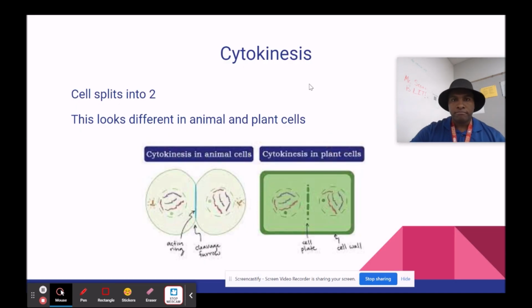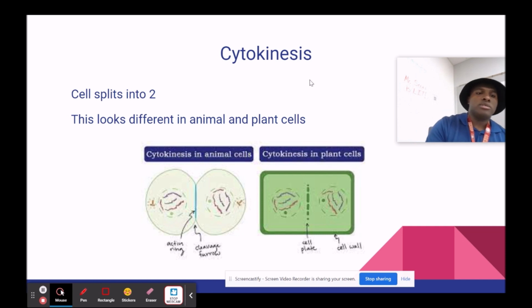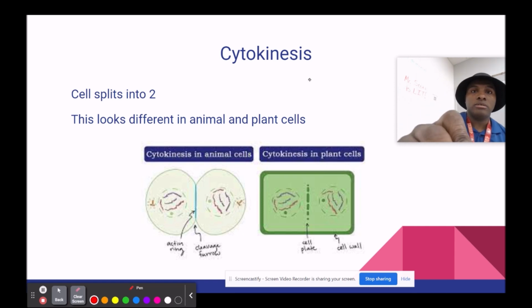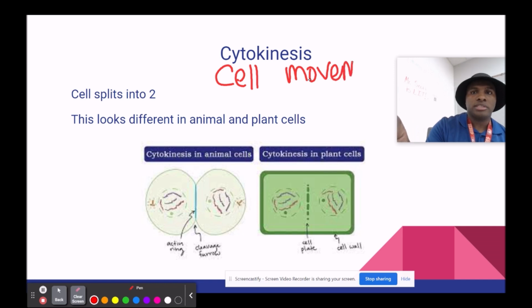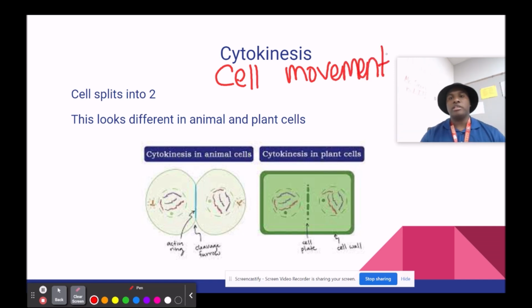So the first thing you're going to hear is cytokinesis. The most important thing I want you to know for cytokinesis is basically this is what we call movement of the cell. Cyto meaning cell, and kinesis meaning movement. Cell movement. The cell's going to divide in two. Now, this looks very different in plants and animals, mainly because plants have what that animals don't have? A cell wall. You are correct. Good job.